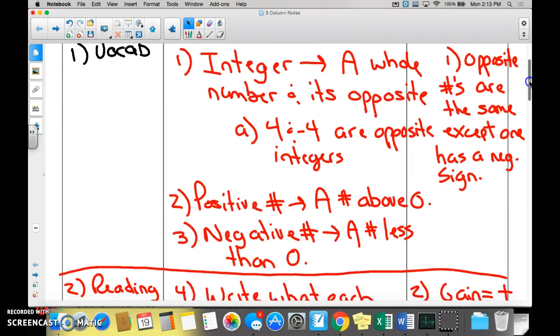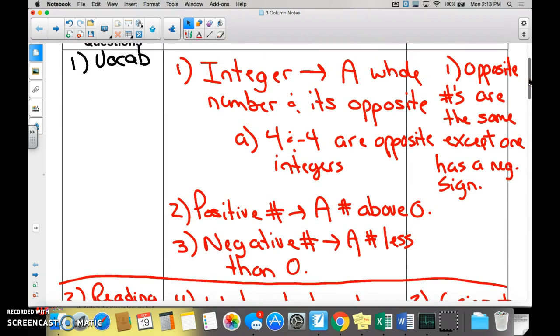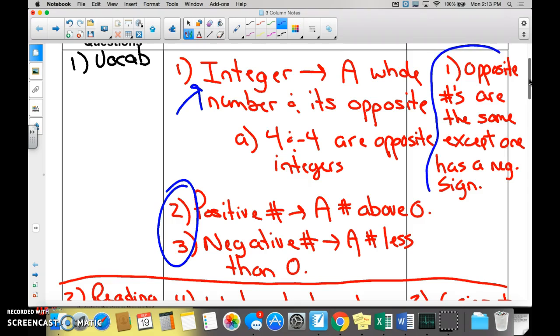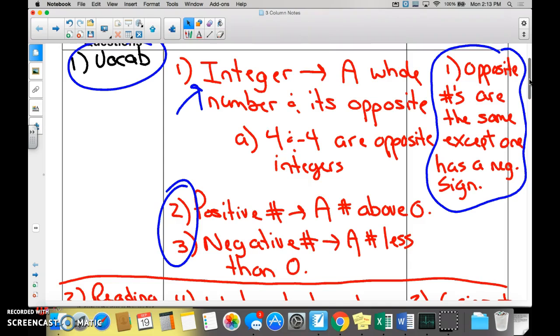Okay, and here's how we got there. We talked about vocab and we talked specifically about what an integer was. We now know what an integer is. We all know what positive and negative numbers are. And then we came up with a really important idea that if we could use anything on a test from this first main idea with our 1-1 vocab, it would be that. Opposite numbers are the same except one has a negative sign. So if I say what's the opposite of 5, you would say, class? -5. Excellent. So that's our first main idea.